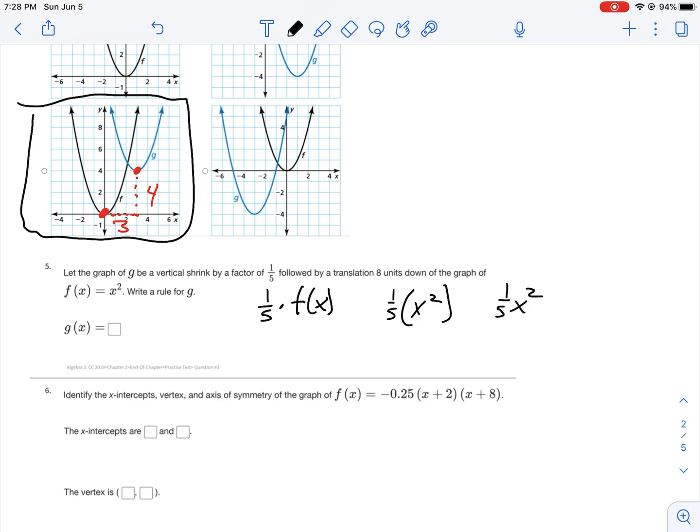And then we move 8 units down. That's it right there. 1/5 x squared minus 8.